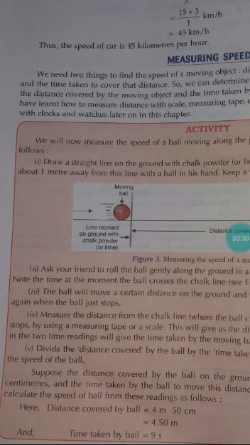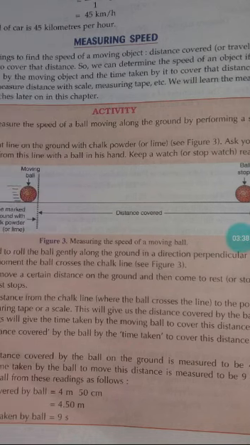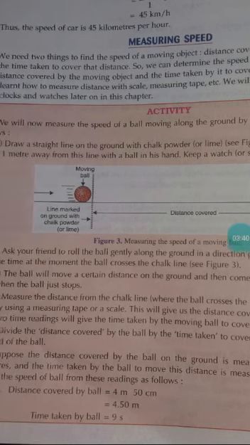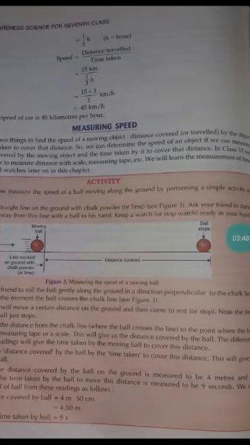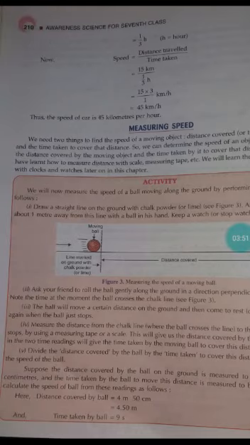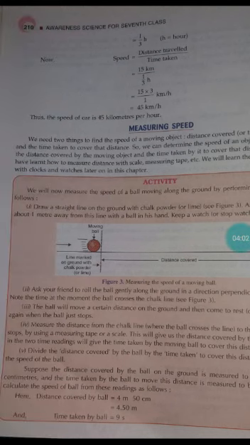Then the ball will move a certain distance on the ground and then come to rest. Rest means stop. Note the time again when the ball just stops. Now measure the distance from the chalk line, where the ball crosses the line, to the point where the ball stops, by using a measuring tape or a scale. This gives us the distance covered by the ball. The difference in the two time readings will give the time taken by the moving ball to cover this distance.